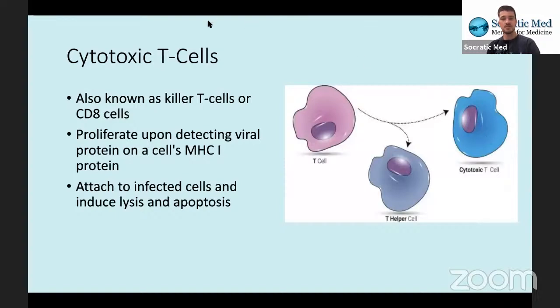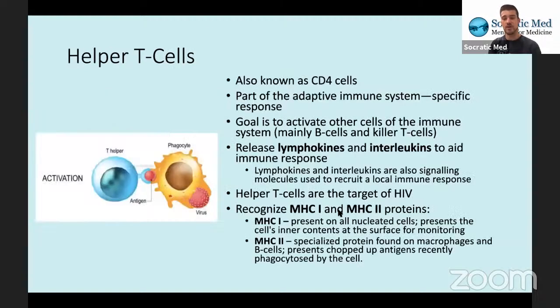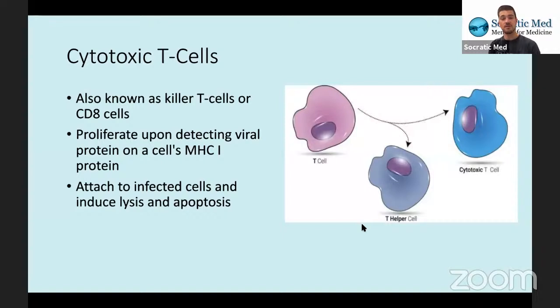And the other type of T cell are cytotoxic T cells. They're also known as killer T cells, or CD8 or CD8 plus T cells. They proliferate upon detecting viral proteins on a cell's MHC1 protein. They'll go around and look at this MHC1 protein that we talked about, how it chops up at random the inside of the cell and presents it. If a cytotoxic T cell sees it, or if it's recruited by a T helper cell, it's going to attach to the cell and induce lysis and apoptosis, very similar to how natural killer cells do. So it'll either cause the cell to burst, or it's just going to induce the cell to undergo apoptosis as well.